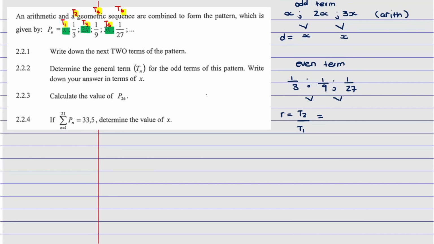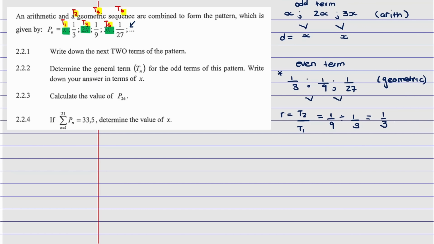When we say T2, we're not looking at this. I think I need to emphasize this. When I'm talking about T2, I'm looking at it in the form of this one only. T2 is 1 over 9. I hope that makes sense. So it's going to be 1 over 9 divided by 1 over 3, which is equal to 1 over 3. And if you do the same thing here, 1 over 27 divided by 1 over 9, punch that into your calculator, you're going to get 1 over 3. So we have a common ratio of 1 over 3, so this is geometric. Now we know the odds are arithmetic and the evens are geometric.